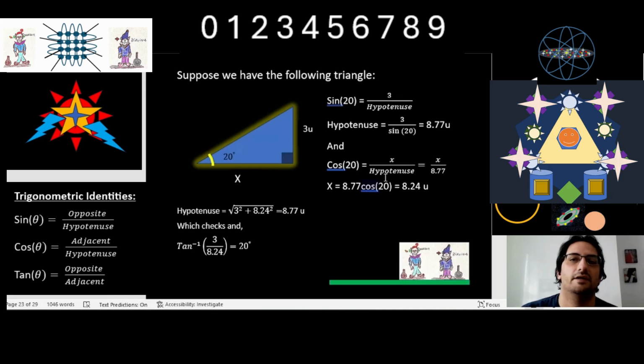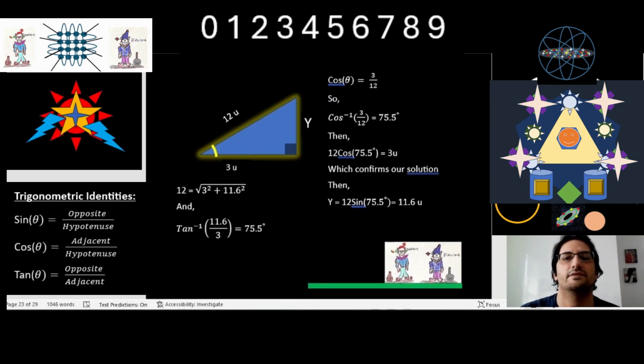Now we can verify our work by doing the hypotenuse equals the square root of 3 squared plus 8.24 squared, and we do get 8.77, which is what we got for the hypotenuse to begin with. So that verifies our work. And inverse tangent, opposite over adjacent, 3 over 8.24 gives you 20 degrees, which means our answer is correct, because that 20 degrees matches the 20 degrees in the figure.